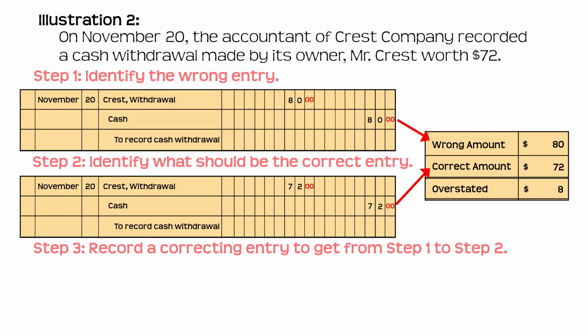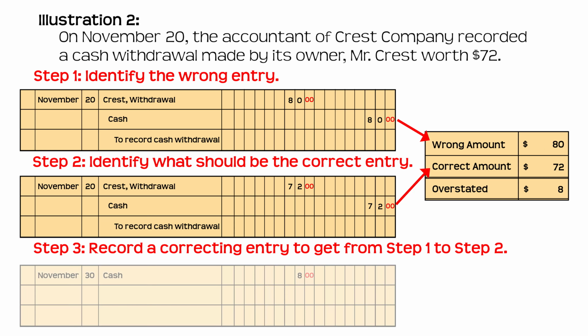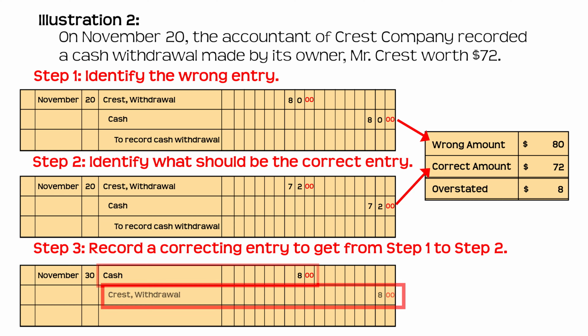If the correct amount is $72, then that means the amount recorded is overstated by $8. To correct the wrong entry, both the withdrawal account and cash should be reduced. To reduce and correct the balance, make a debit to cash and a credit to Crest withdrawal.